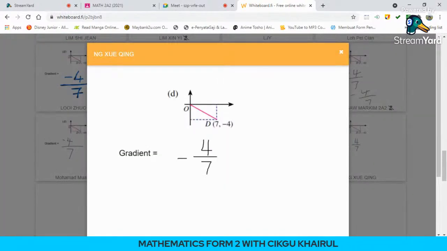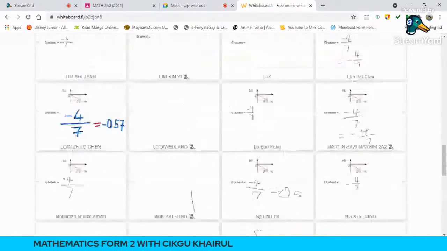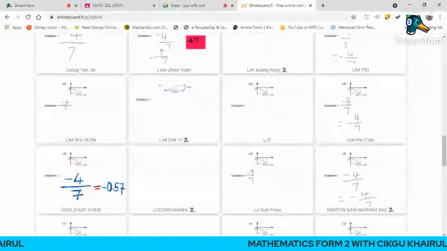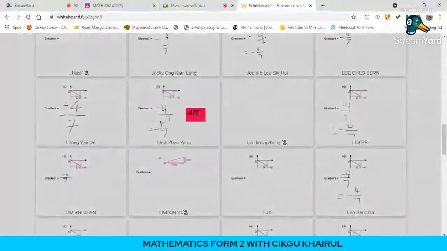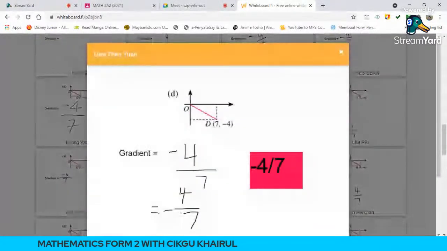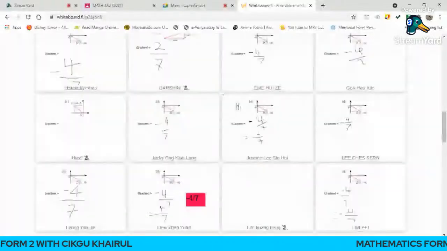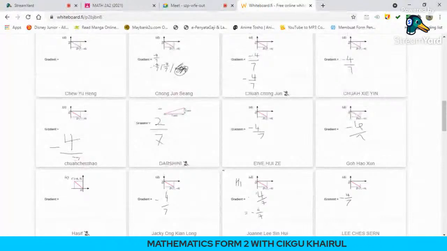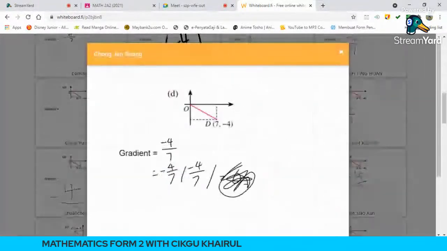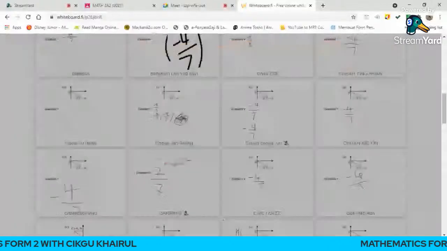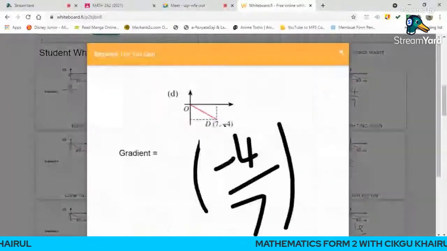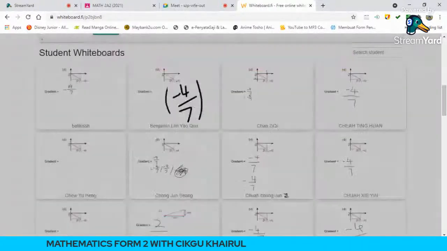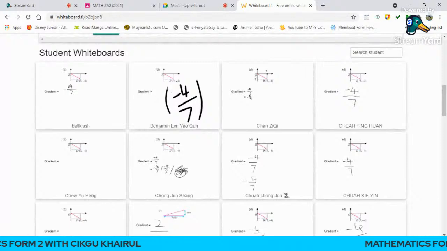Rizal Chen write negative 0.57. No need to write in decimal. Okay, Liu Chen Yuan, negative 4 over 7. Okay, very good. Chong Jun Xian, oh, you have many answers. Oh, Benjamin, wow, very big. Okay, very good, Benjamin. Negative 4 over 7. Yes, that's correct. Okay, so let's proceed to the next question.